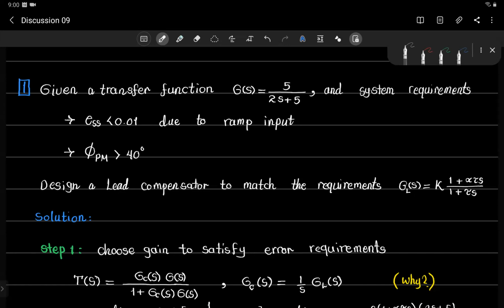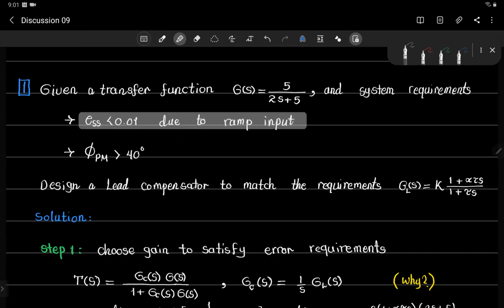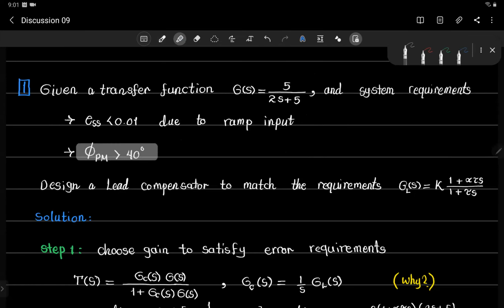Okay, so we are given this transfer function G(s) equal to 5 divided by 2s plus 5, and we are given some system requirements that we'd like to satisfy. The first thing we want to satisfy is a steady state error less than 0.01 due to a ramp input, and we want a phase margin that is larger than 40 degrees. We would like to satisfy these requirements by first designing a lead compensator, and then later on we will do a lag compensator to match the same requirements.